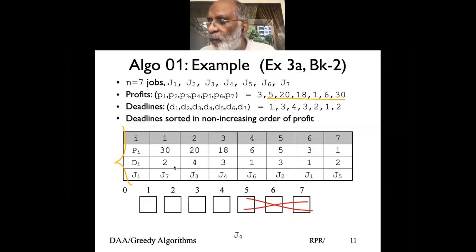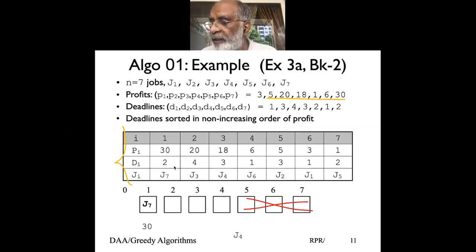So look at how I proceed. I look at job one. The first job is job J7. This gives my highest profit, and I schedule it into the first slot. Perfectly fine. Now I look at my second job, and this gives me a profit of 30.